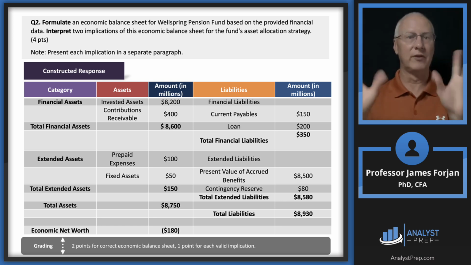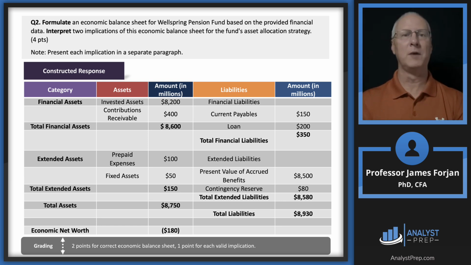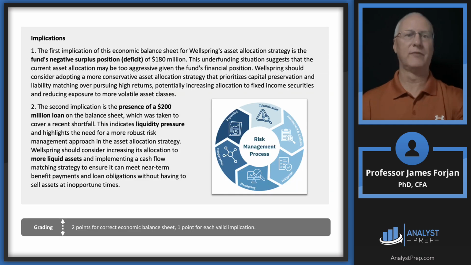So if you do the math, the first part of this question is formulate the balance sheet. So you do all that stuff and you get economic net worth, and make sure you put a minus sign in front of that 180. And then of course, the second part of the question is, what are the implications for the fund's asset allocation strategy? And so the first one, of course, is talk about that $180 million deficit.